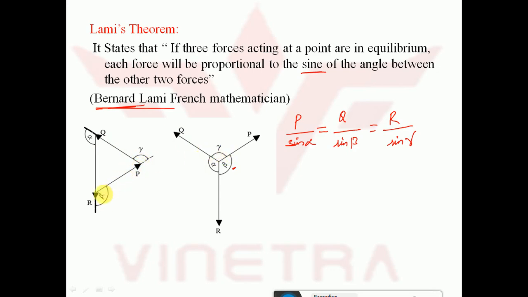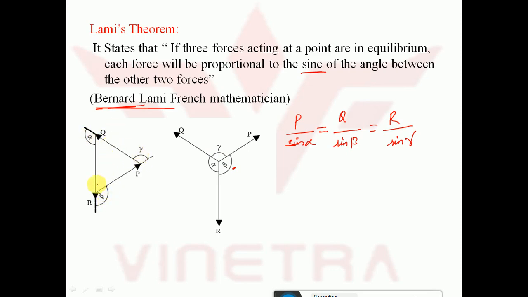So P is drawn making an angle beta with the vertical, then Q is drawn making an angle alpha with P as shown here, and then R is drawn making an angle alpha with Q. In this manner, these three forces now represent the three sides of a triangle. So alpha, beta and gamma have now become the exterior angles of the triangle.